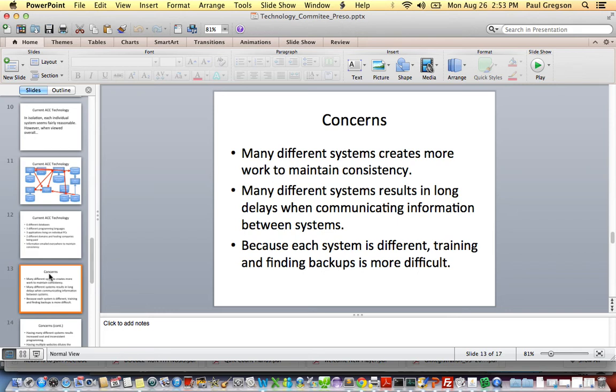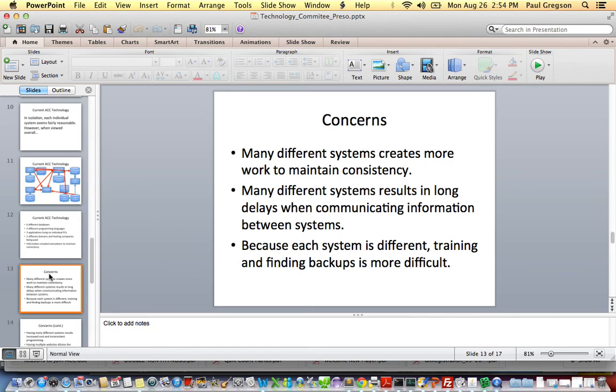So a membership application is mailed to the membership secretary. He enters that into the membership system. That does not automatically make that information available to all the rest of the systems, and so there's therefore a healthy delay in communicating from the time that membership information is received until membership information is up to date in each of the different systems.